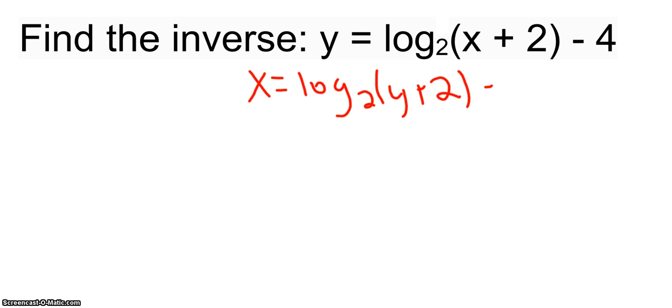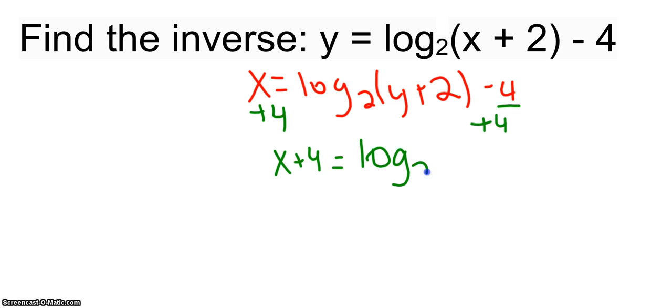Alright, so y plus 2 minus 4. Alright, first step is to get log by itself. So that means I need to move this 4 over. Currently it's being subtracted, so I'm going to add 4 to both sides. So I get x plus 4 is equal to log base 2 of y plus 2.